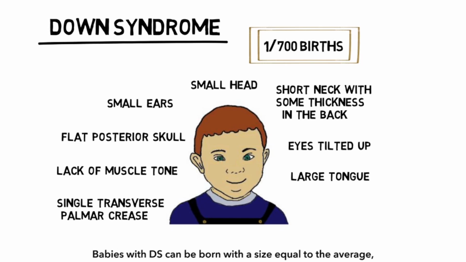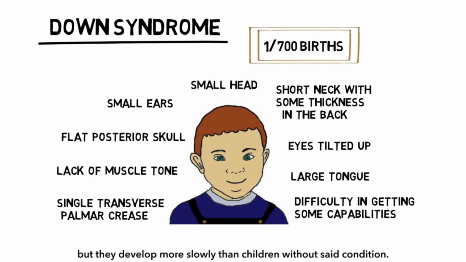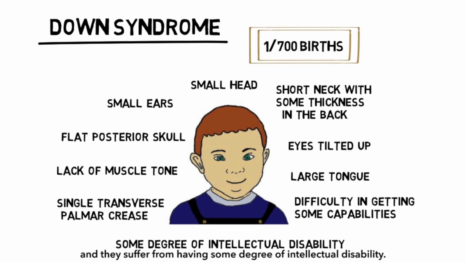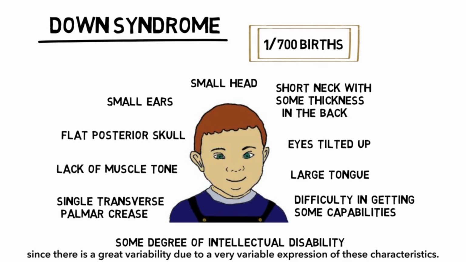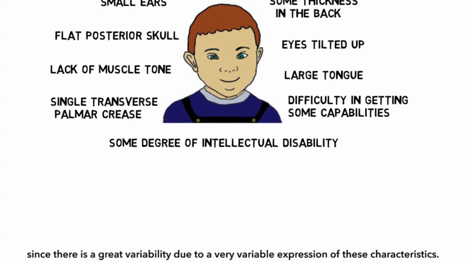Babies with Down syndrome can be born with a size equal to the average, but they develop more slowly than children without said condition. In addition, they have more difficulty in achieving some abilities, and they suffer from some degree of intellectual disability. It is necessary to emphasize that each case is different, since there is a great variability due to a very variable expression of these characteristics.